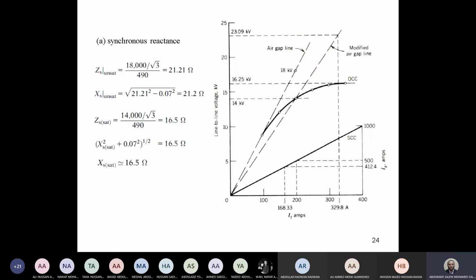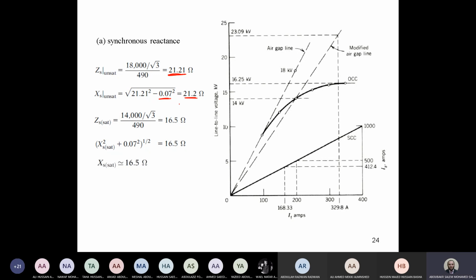So these are the numbers here. Z unsaturated equals 18,000 over square root of 3 divided by 490. This is the value of impedance. And you have resistance of 0.07, so simply you can get the value of reactance. Can you see now the value? Impedance and reactance are almost the same, because the resistance is very, very small.